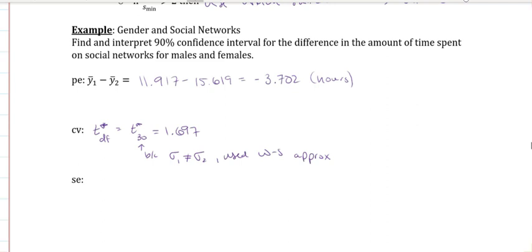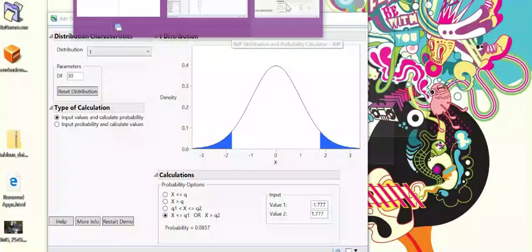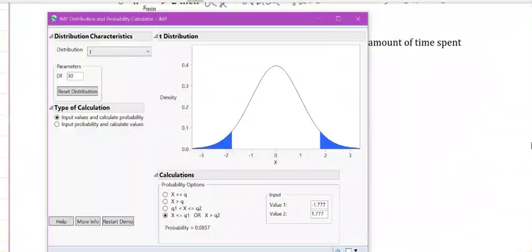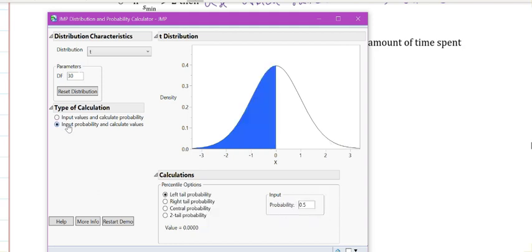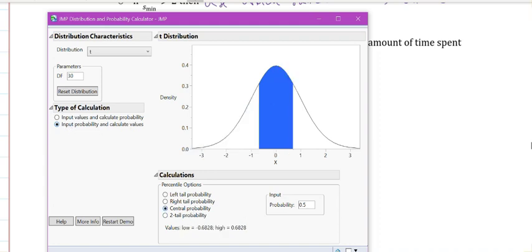Well, we go to the JMP distribution calculator, the same one that we used to find our p-value. And so we go to the t-distribution. It's still 30 degrees of freedom, but now we input our probability to calculate our critical value. We want a central probability, and we want a 90% confidence level. So we put in 0.9 for the probability. And that's where this 1.697, or if you want to use all 4 decimal places, 1.6973 comes from.